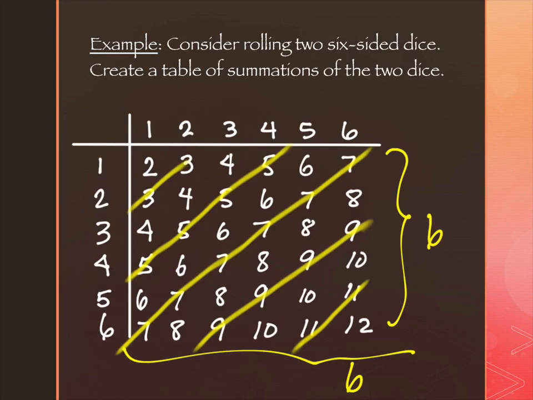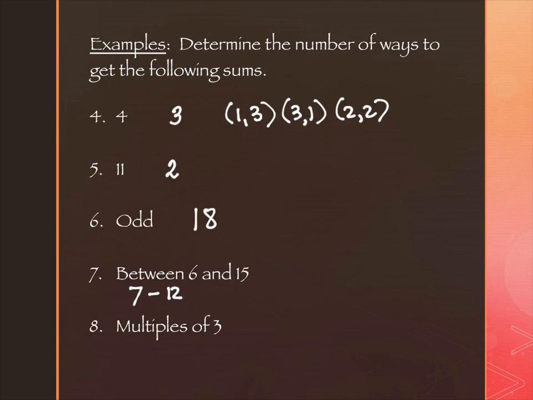How many of them do you get that are 7, 8, 9, 10, 11, and 12? I think Noelle said it earlier. 21. Does everybody get 21? Okay. So there are 21 ways that this can happen.